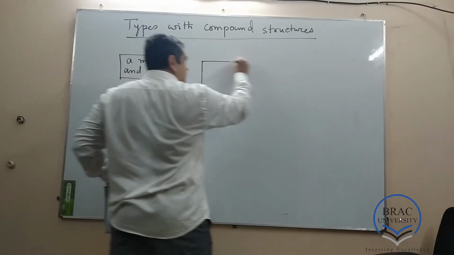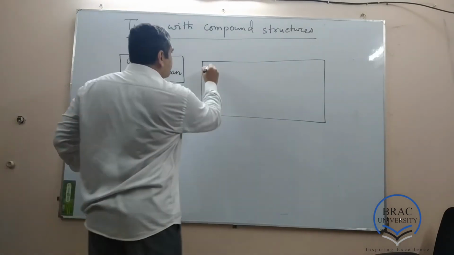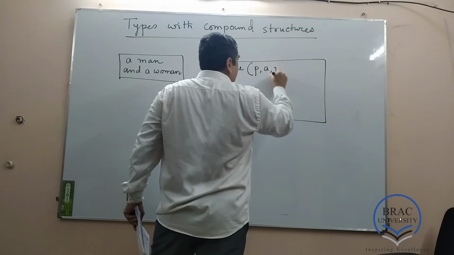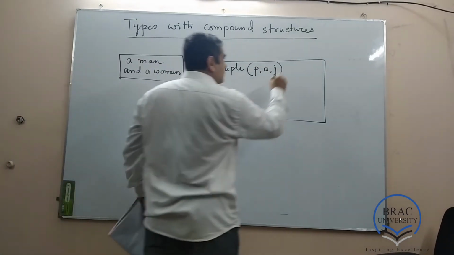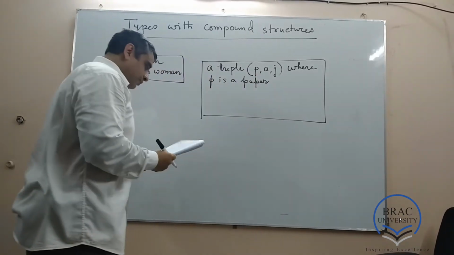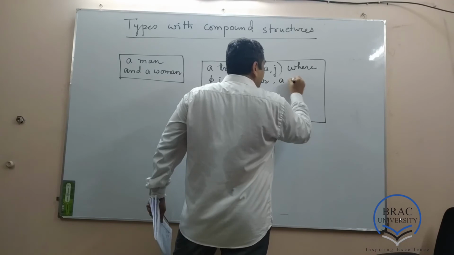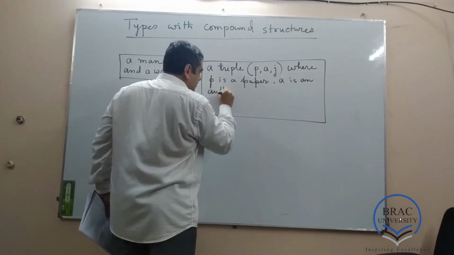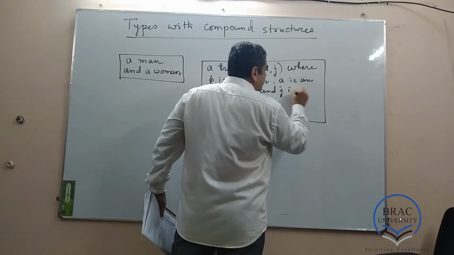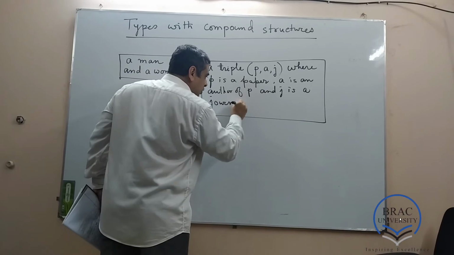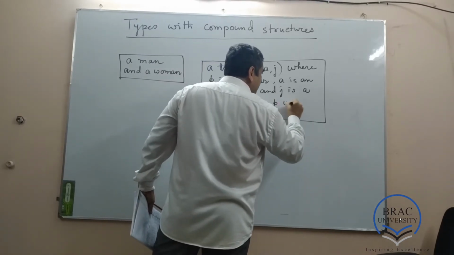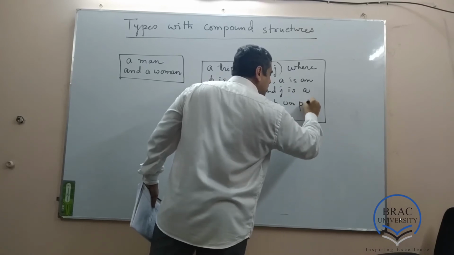Another very good example of a type is a triple, P, A, J, where P is a pair, A is an author of P, and J is a journal where P was published. Okay?